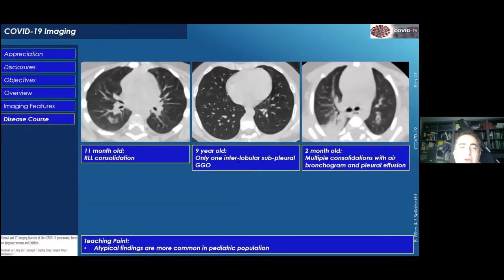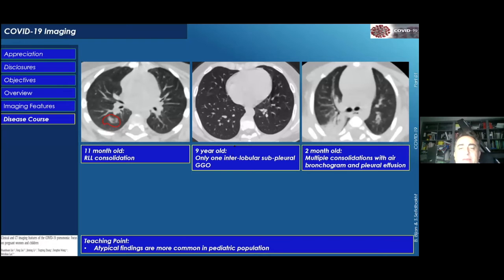Take a look at this one. These are 3 pediatric cases. In pediatric cases, uncommon features are more commonly seen. We don't know why. In this case, you have a right lower lobe consolidation, an example of that. But this child got COVID disease and was being observed for COVID-related symptoms. Now take a look at the second one.